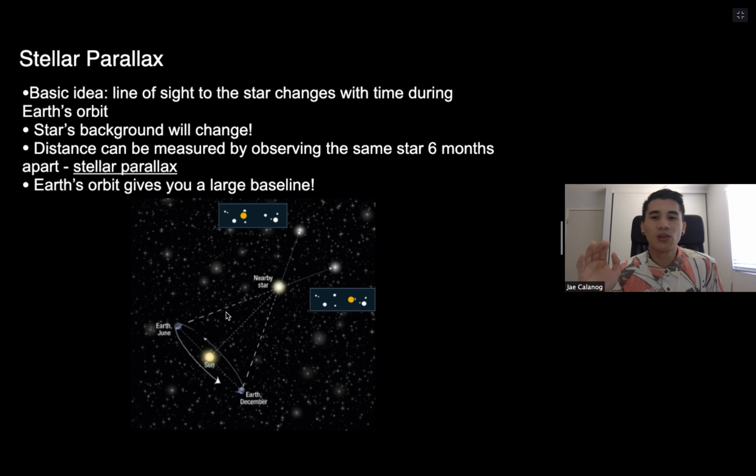And so now you can see the same star, and if the star is close enough, you'll see a significant change in that star's background. And so basically using some simple geometry here, then you can calculate how far away that object is depending on how much the background of the star has changed, okay?